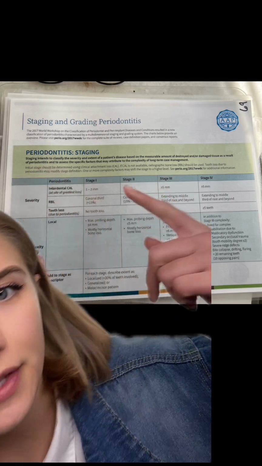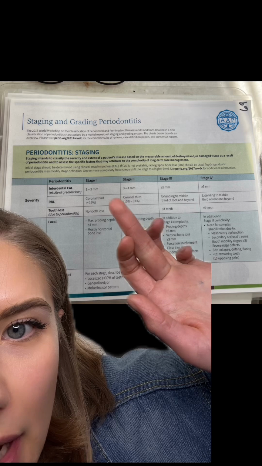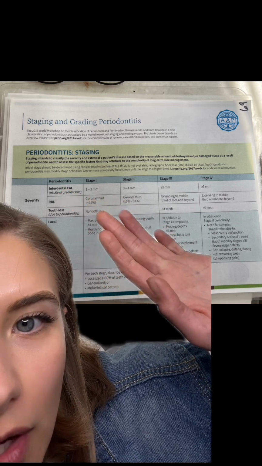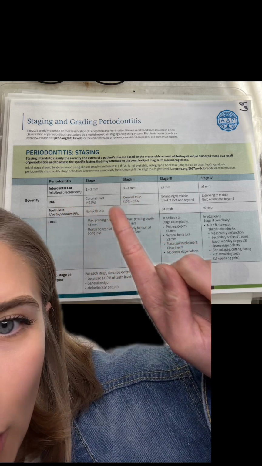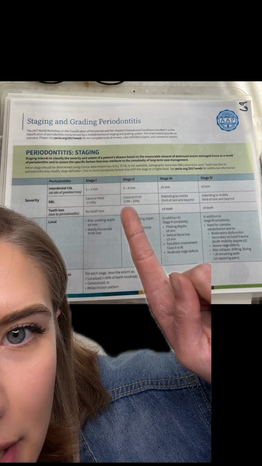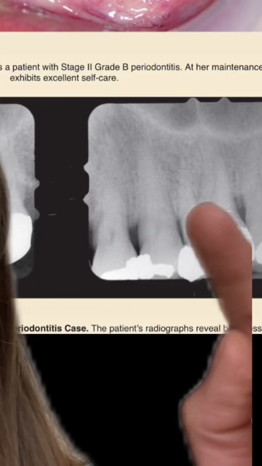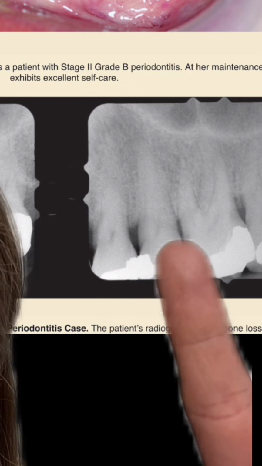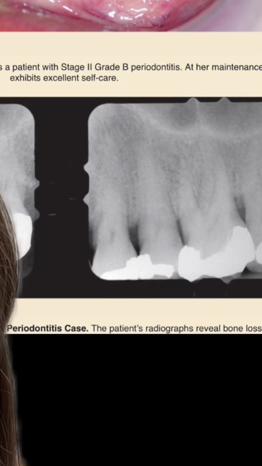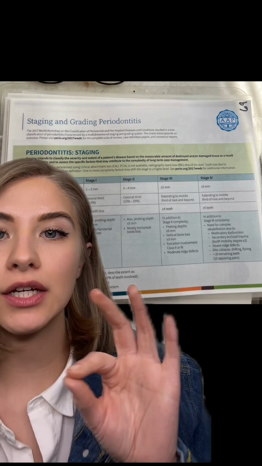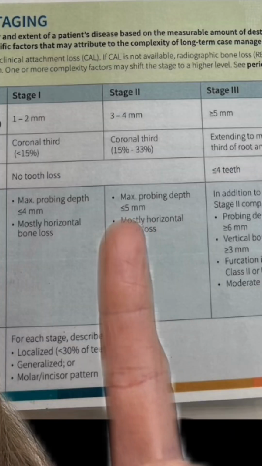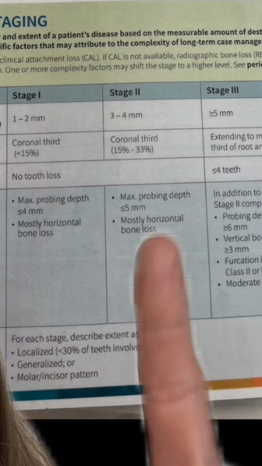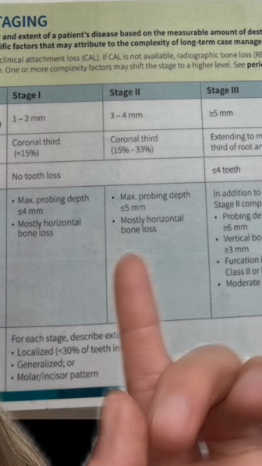Stage 2, the severity is going to be an interdental CAL reading of 3 to 4 millimeters. Radiographic bone loss is going to be 15 to 33%, in the coronal third. Do you see that coronal area right here? That's about 15 to 33%. And no tooth loss. The maximum probing depth is less than or equal to 5 millimeters, and still mostly horizontal bone loss.